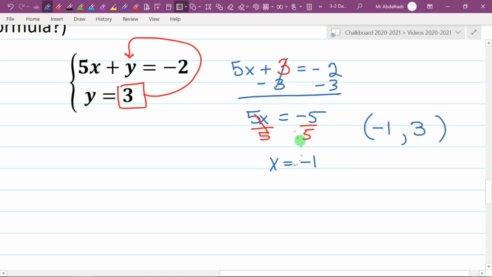Now, you could plug it into the top, and 5 times x is 5 times negative 1. That's negative 5 plus y equals negative 2. Then add 3 to both sides. Sorry, add 5 to both sides, and you do get y equals 3. It works exactly the same way. So there you go. There's your answer.